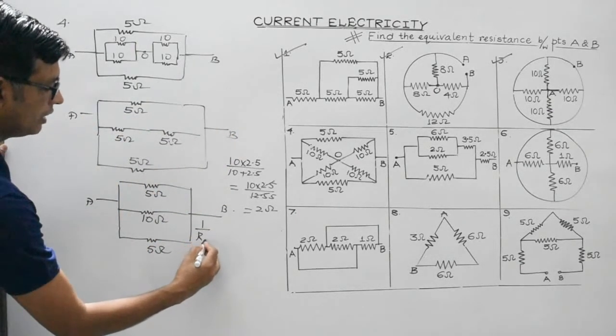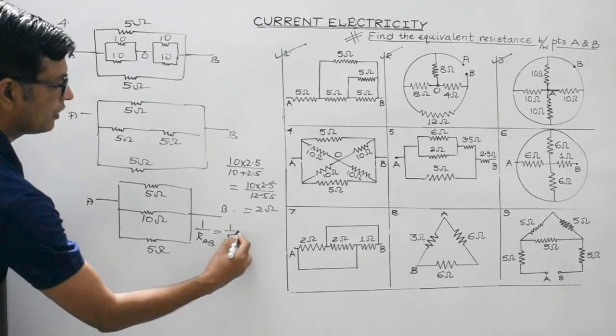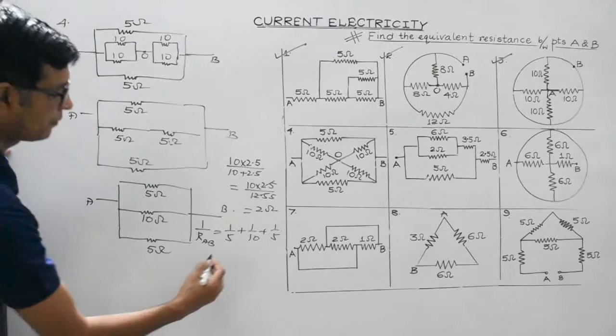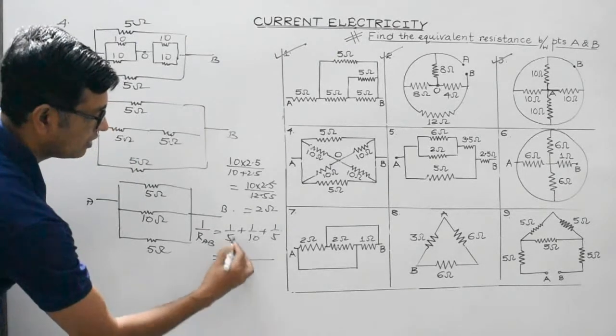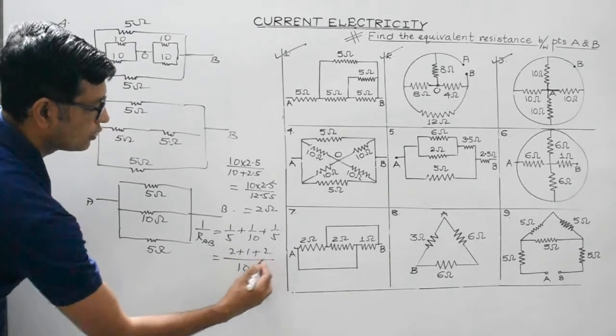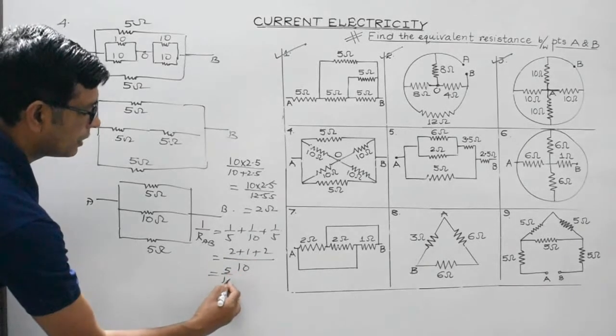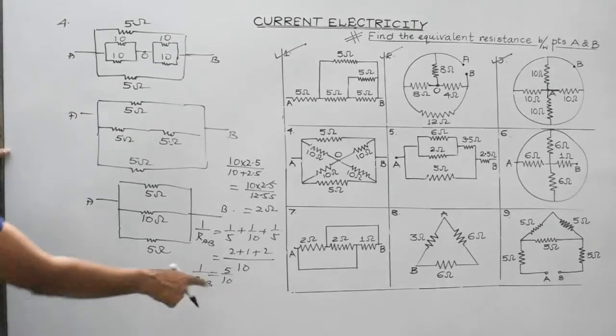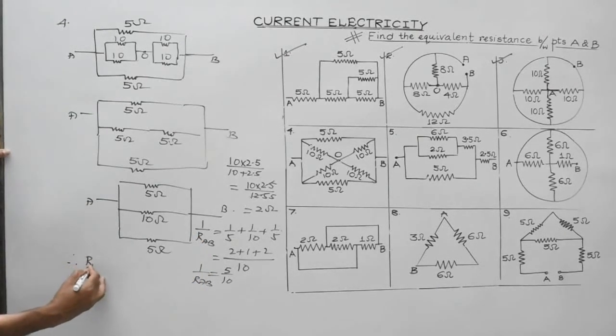So 1 by RAB will be equal to 1 by 5 plus 1 by 10 plus 1 by 5. It should give us the same answer. So let's consider this here. 10, 2 plus 1 plus 2. So it will be 5 by 10. So taking reciprocal, what do we get? 10 by 5. Therefore, RAB is equal to 10 by 5, which will give us 2 ohm.